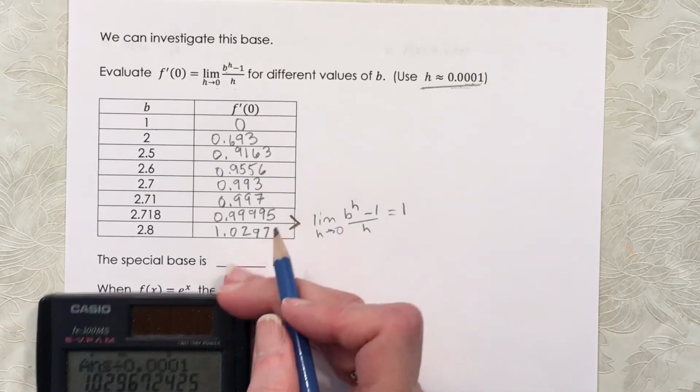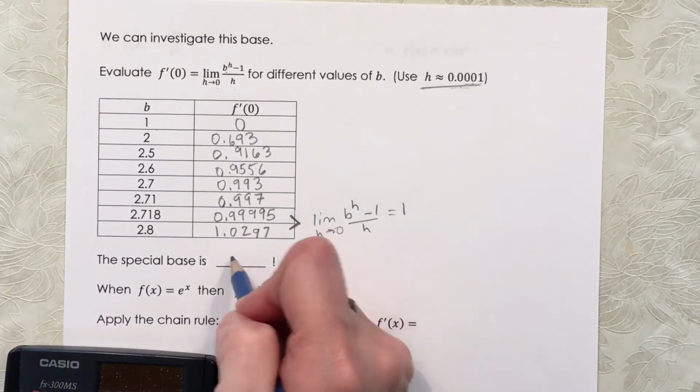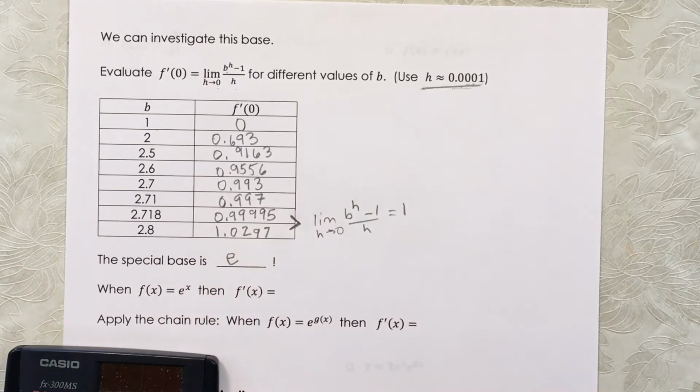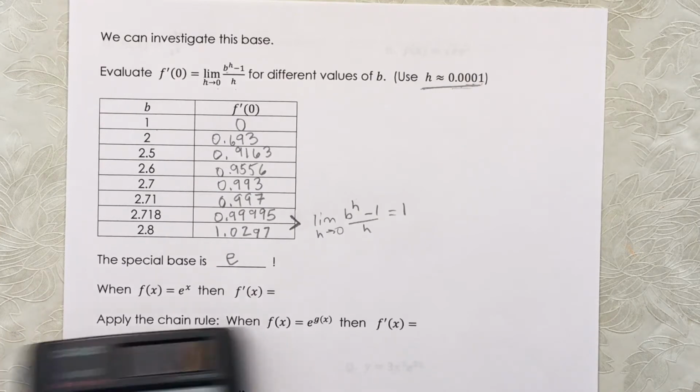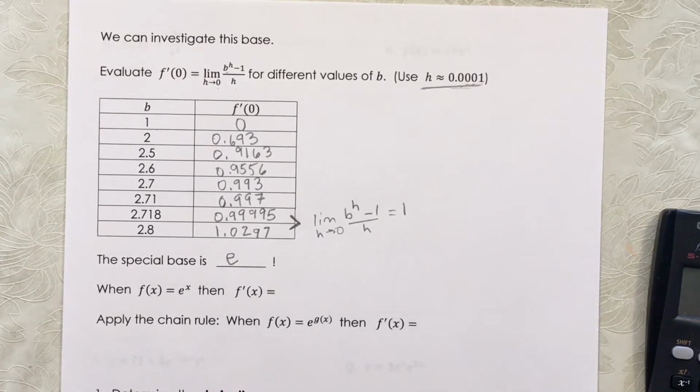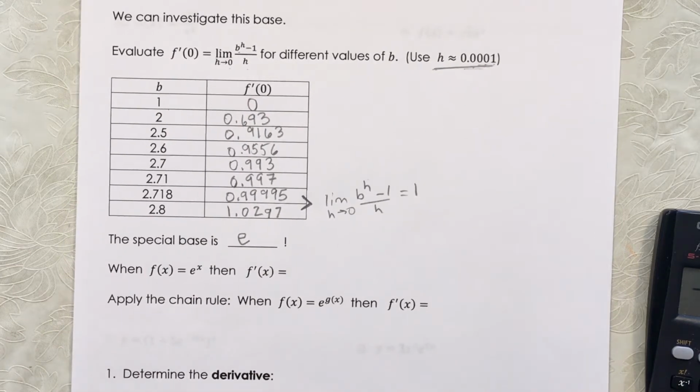Okay? And it turns out that that special base is e. That irrational number e, which is approximately 2.718281828. It doesn't repeat, it never ends. That special base is e. So what does that mean then? So why is e such a special number?